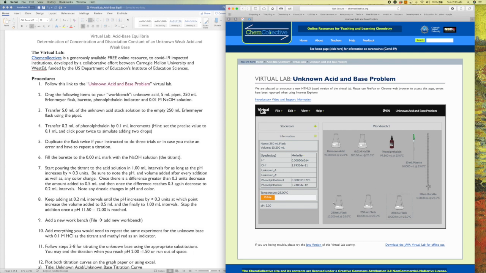In case I make an error with this one, I can redo the experiment with these 2 and not have to waste time refilling the flasks again. Okay, so now I have my 3 flasks, and what I need is my titrant, right?